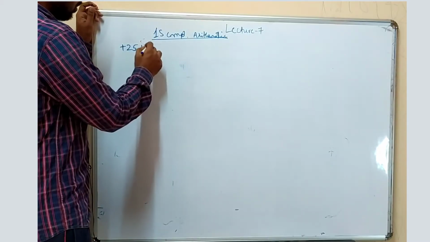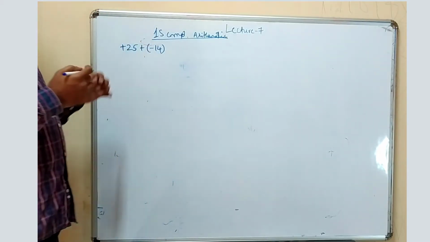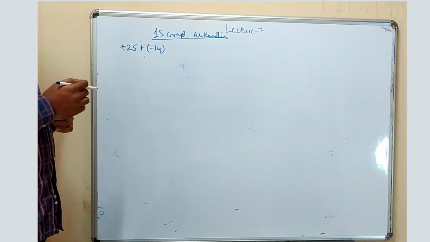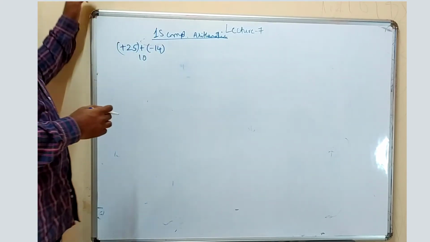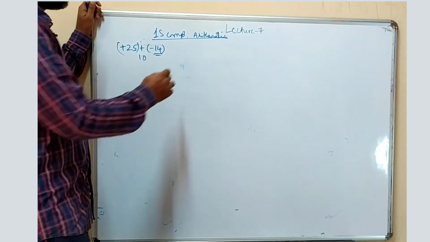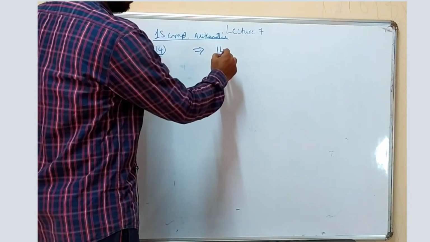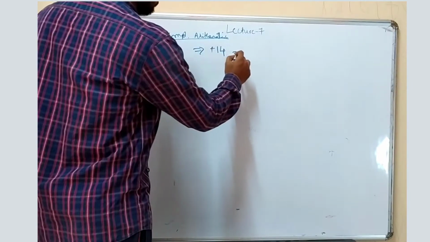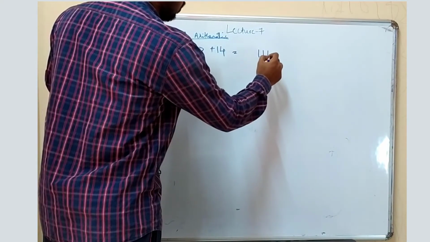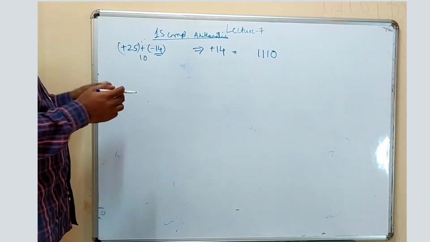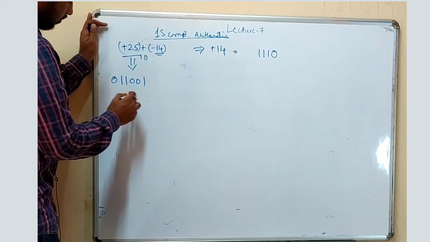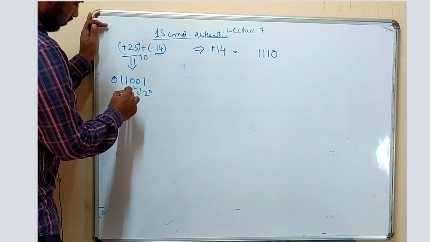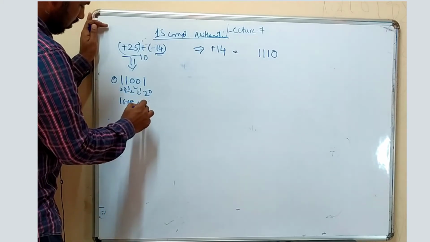Let's take a simple example. We'll take +25 plus minus 14. That means you are going to add +25 to -14 to find out the result. In order to do this, first we need to convert -14 into 1's complement form. For that, first we write the positive 14, that will be 1 1 1 0. Please remember here you have to take an equal number of bits for both numbers. 25 can be written as 0 1 1 0 0 1, that means 2 power 0, 2 power 3, 2 power 4: 16 plus 8 plus 1 will be 25.